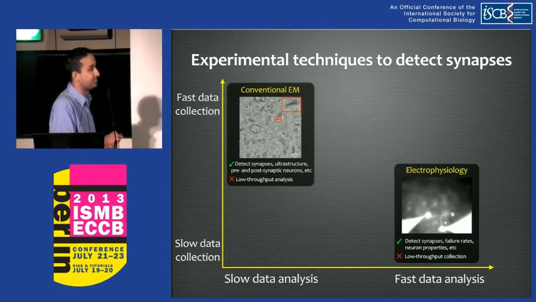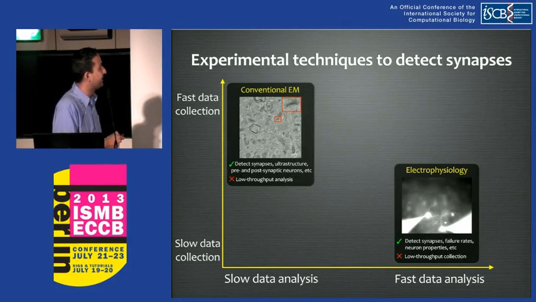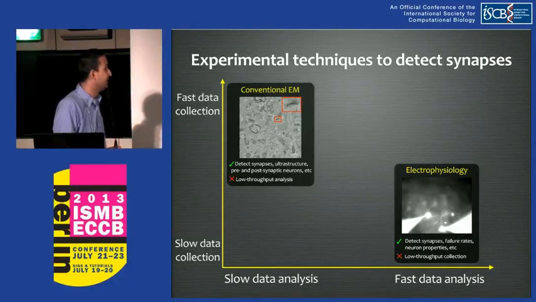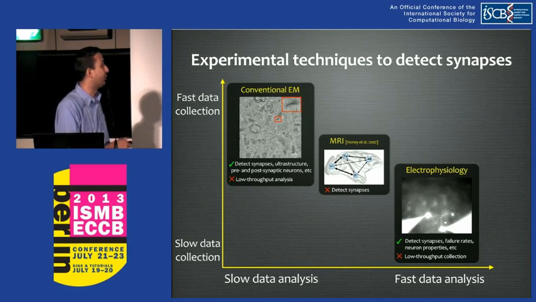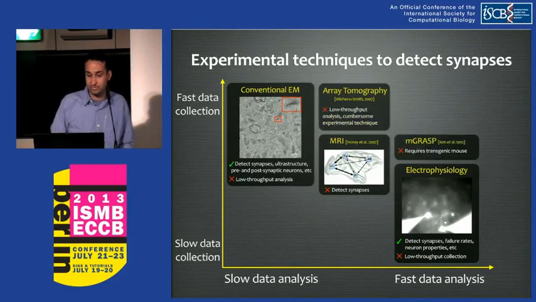This is what a synapse looks like in an EM image. And up till now, there haven't been fully automated ways to detect these small bands of postsynaptic densities in these very noisy and heterogeneous EM images. So it has really hampered our ability to do this in a high-throughput way. In the middle here are MRI-based approaches, which are simply too coarse to actually detect synapses.